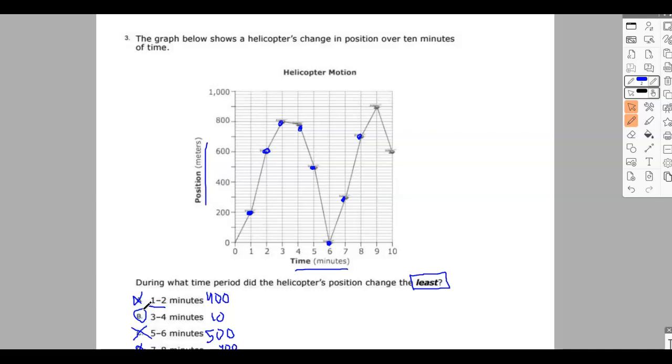I kind of wish we would do this in class, and we'll probably do some of these again on Monday to review, but I can see that from right here, he moved from 1 minute to 2 minutes, because that's the minutes. He moved from 200 to 600. That's a movement of 400. So between these two lines, he only went from like 800 to 790. That's only 10 meters of movement.